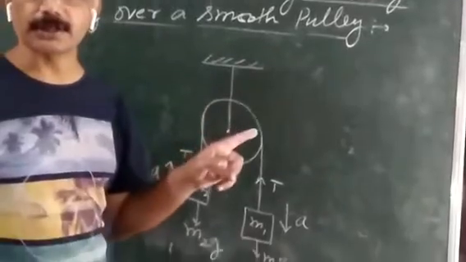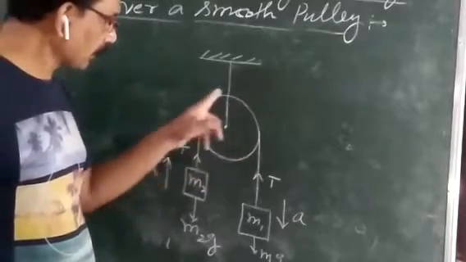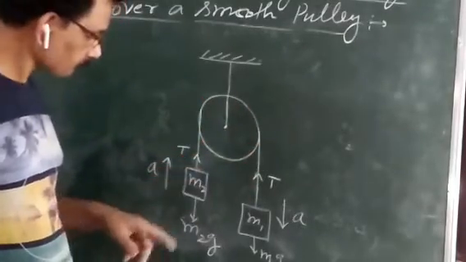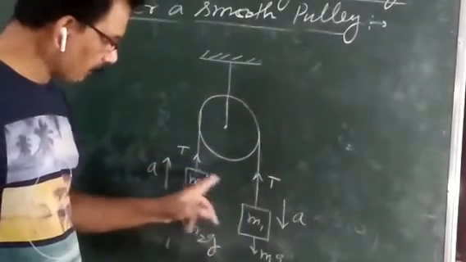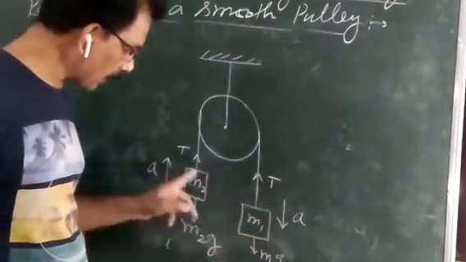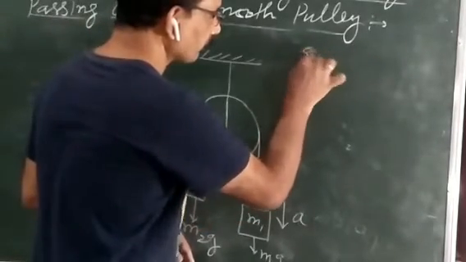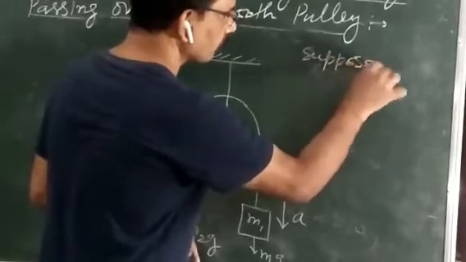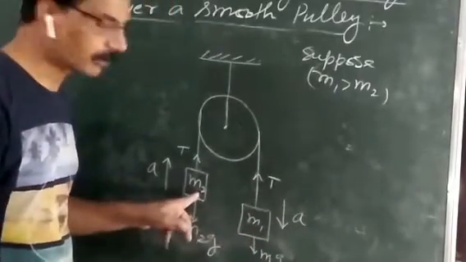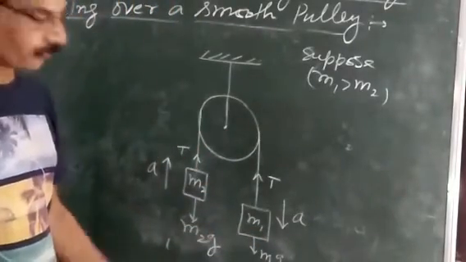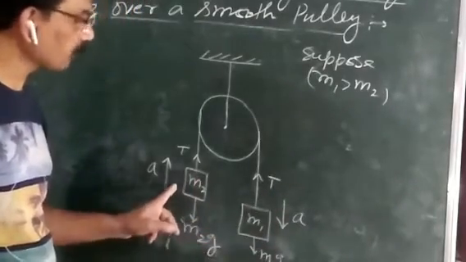Suppose this one is a smooth pulley. And smooth pulley means here friction is not present, no friction in this pulley, frictionless pulley here. And suppose a string is passing over this frictionless pulley, and from the ends of the string two masses M1 and M2 are attached. And here I am considering, suppose M1 is greater than M2. हम मान लेते हैं कि मास M1, M2 से बड़ा है. So when it is free, then this mass M1 will move downward and this mass M2 will move upward.